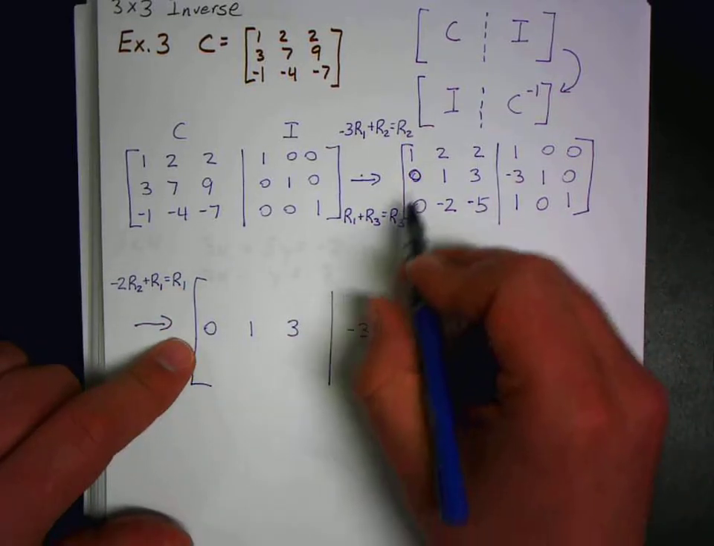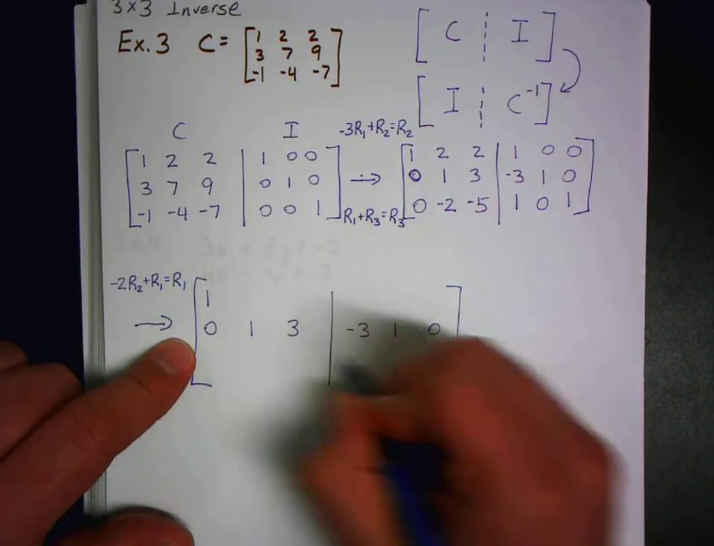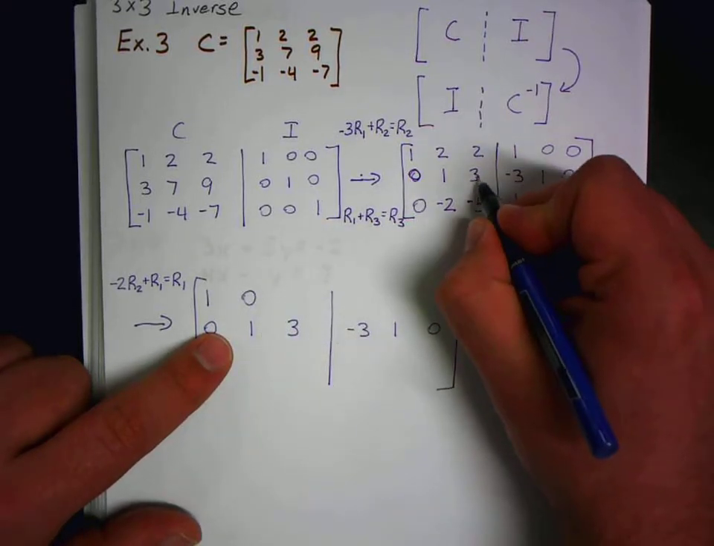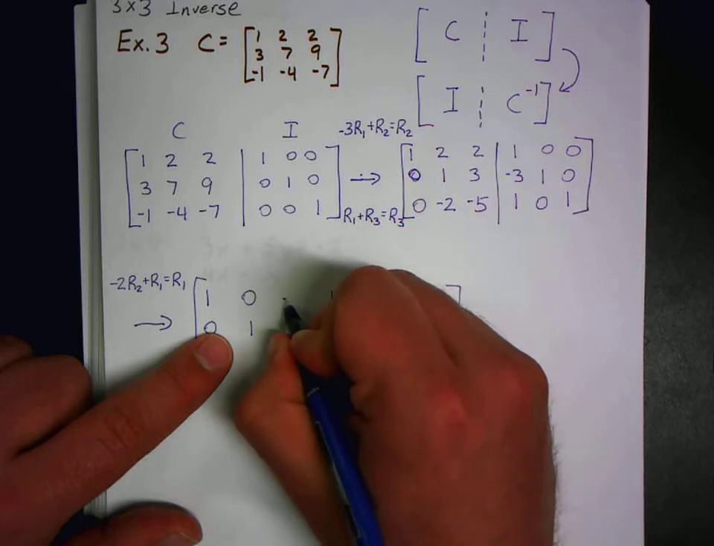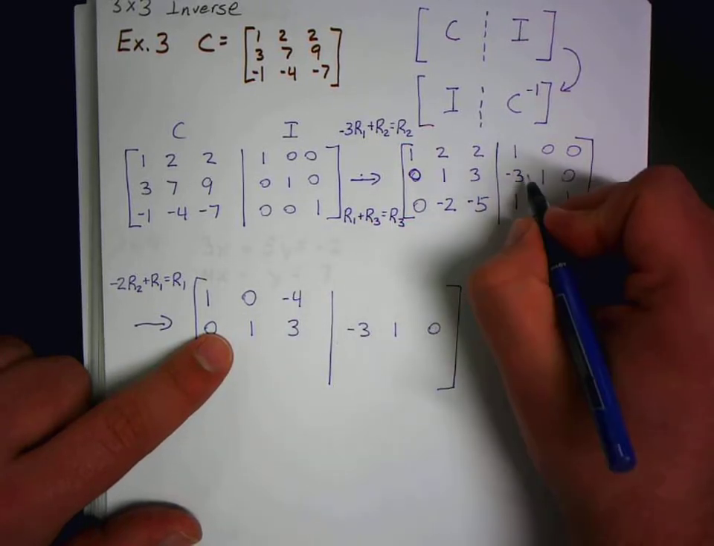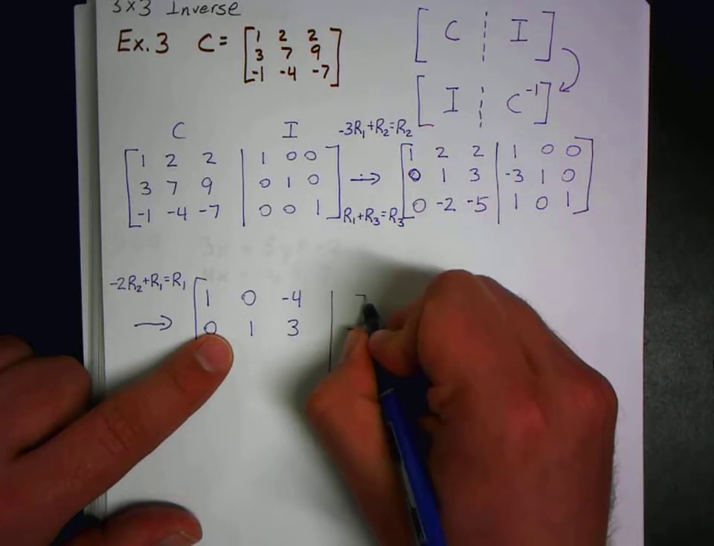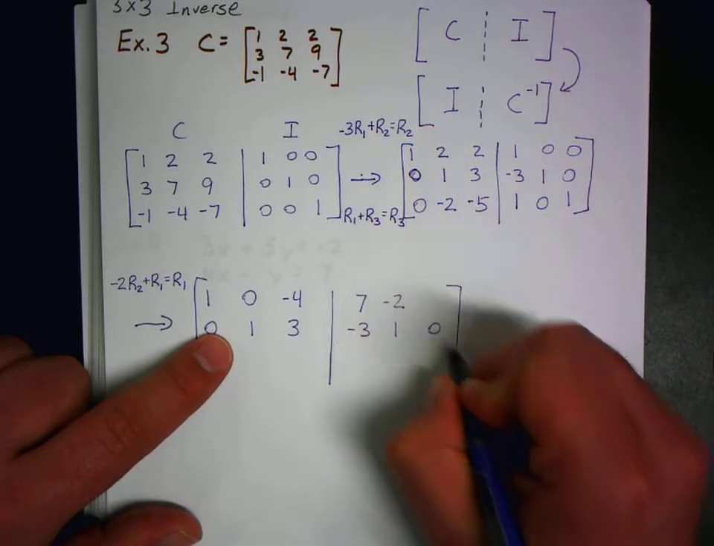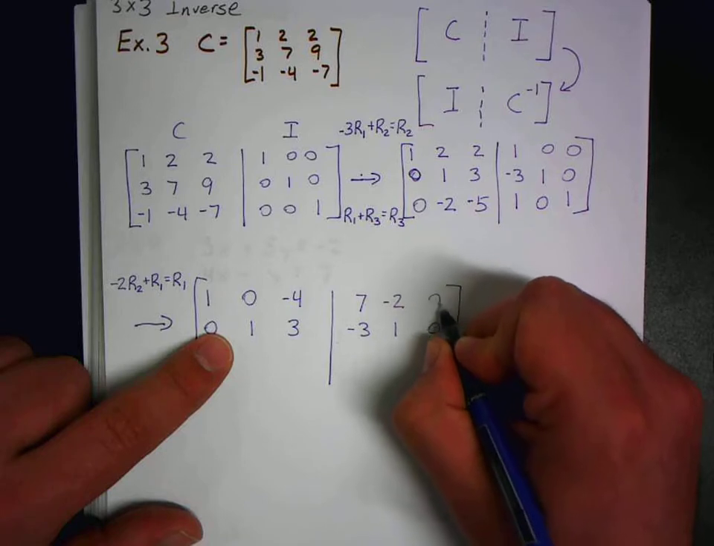So, I have 0 plus 1 is 1. Negative 2 plus 2 is 0. Negative 6 plus 2 is negative 4. 6 plus 1 is 7. Negative 2 plus 0 is negative 2. And 0 plus 0 is 0.